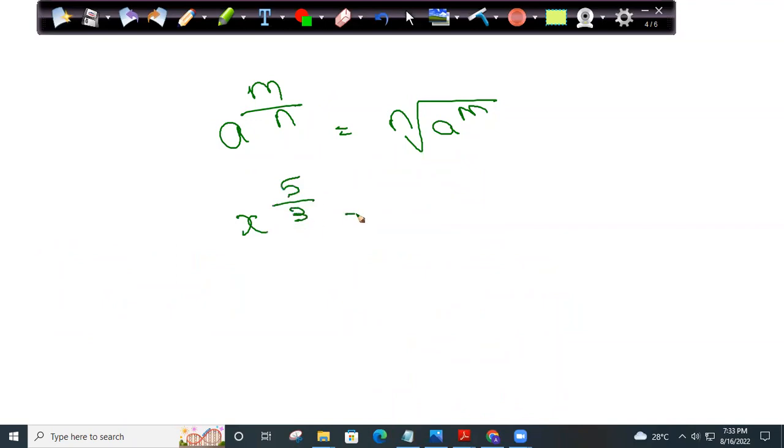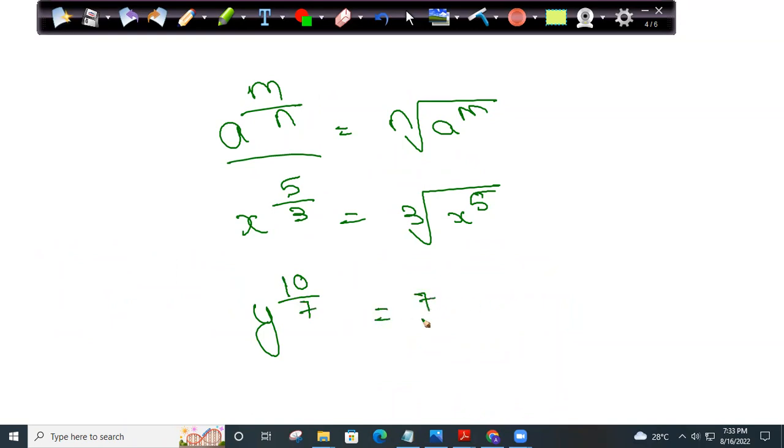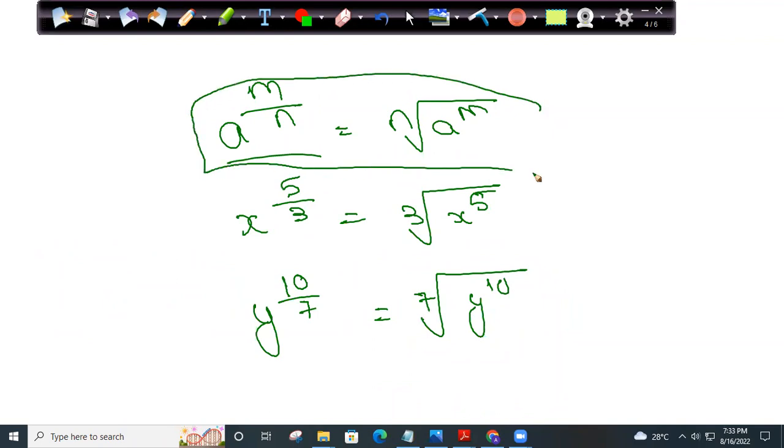The first and most important formula is a power m by n is equal to the nth root of a power m. For example, x power 5 by 3, follow this: cube root of x power 5. Y power 10 by 7: seventh root of y power 10. So the most important formula, a power m by n can also be written as the nth root of a power m.